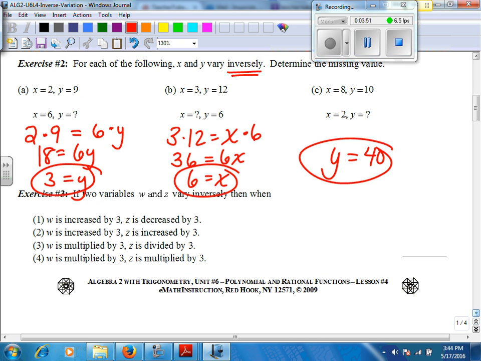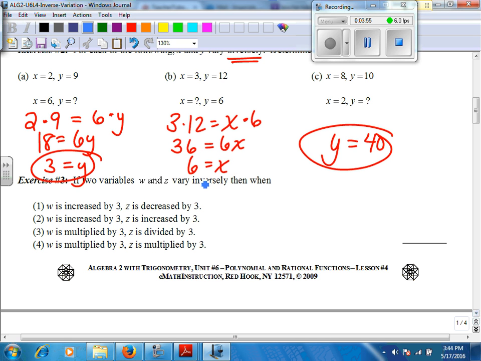What about number 3? Two variables, w and z, again, vary inversely. So that means as one increases, the other has to decrease, and vice versa. Now, we don't really want to talk about increasing by 3, because inverse variation is based on multiplication. If we double something, the other thing gets cut in half, like we talked about with the workers and the days for them to do a certain job. So number 1 and 2, not really what we want to be looking at.